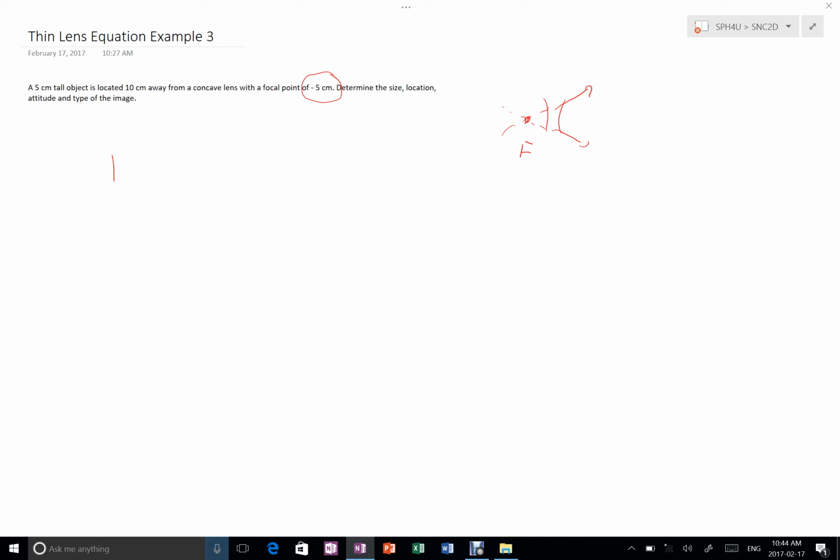Anyway, the equation here, 1 on do plus 1 on di, 1 on the distance to the object plus 1 on the distance to the image is equal to 1 on the distance to the focal point. The object is 10 centimeters away from the concave lens, so 1 on 10 centimeters plus, we're determining the size and location, so we don't know the location, 1 on di is equal to 1 on the focal point, and here we use our negative, so it's 1 on negative 5 centimeters.